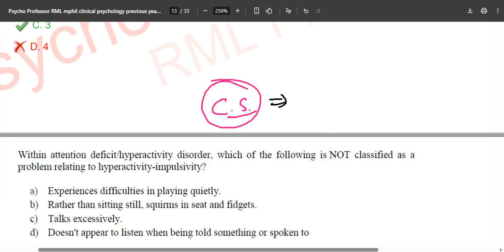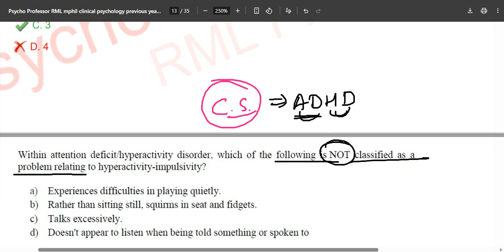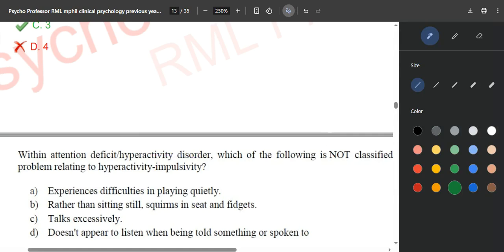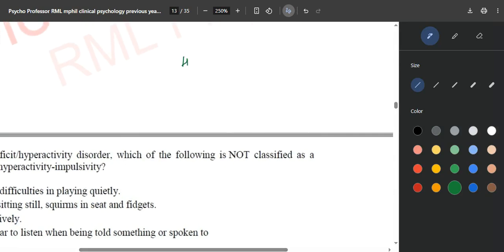Of course, you have to know about what happens in ADHD. Attention deficit and hyperactivity disorder is available over there. Which of the following is not classified as a problem relating to hyperactivity? So someone is doing activity that is hyper, and impulsivity. Okay, but before we start, there is one more thing: what is the difference between the hyper and the hypo?